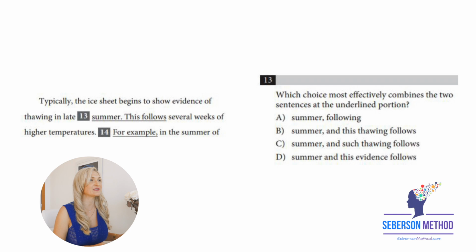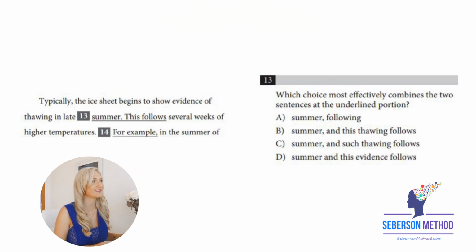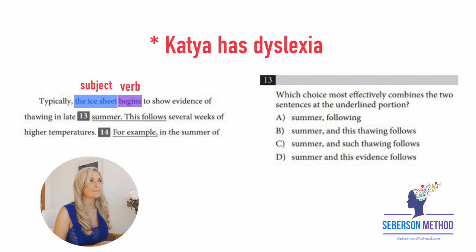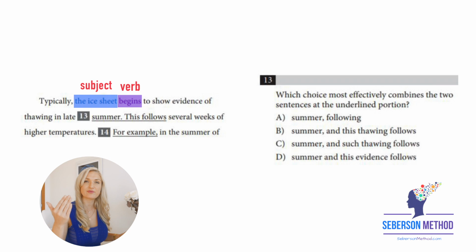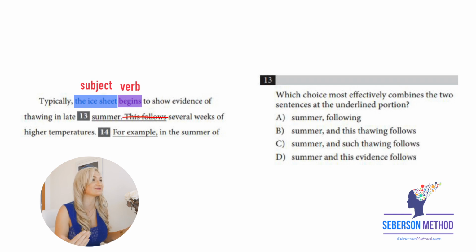Here's an example from a real SAT. Pause the video and try question 13 by yourself. So here we have two independent clauses. Typically, ice sheet, subject, begins, verb, to show evidence of thawing late in summer. Period. Next sentence begins with this, directional pronoun this, that points to something that happened in the previous sentence. It is redundant, so we can get rid of it.